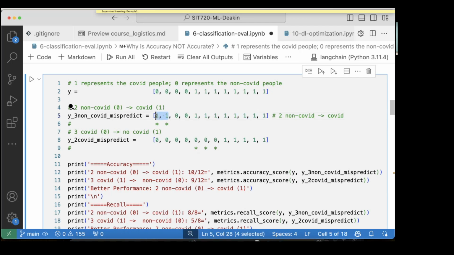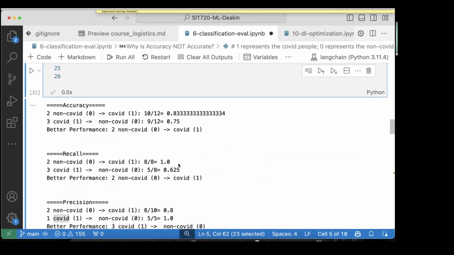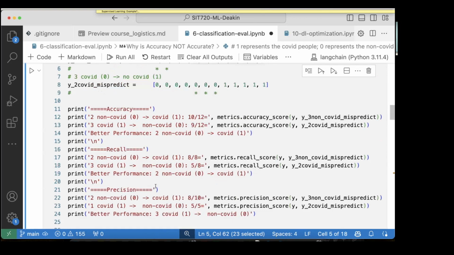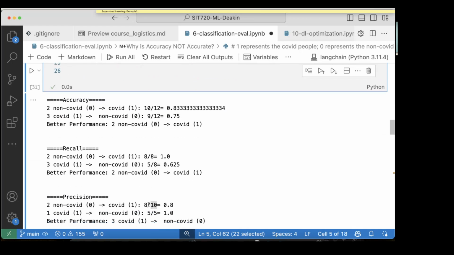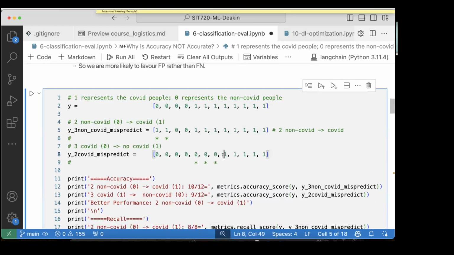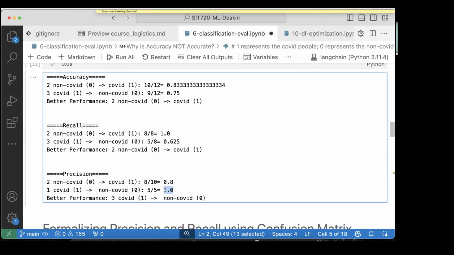How many of them? 1, 2, 3, 4, 5, 6, 7, 8, 9, 10. It has 10 positive examples. So that's why we have 10 here. How many of them are correct? So these 8 are correct, right? So that's why we have 8 here. So for the second model, we have 1, 2, 3, 4, 5. We have 5 positive examples. How many of them are correct? All of them are correct. So that's why we have 5 over 5. So we have 1. So we get a better result.